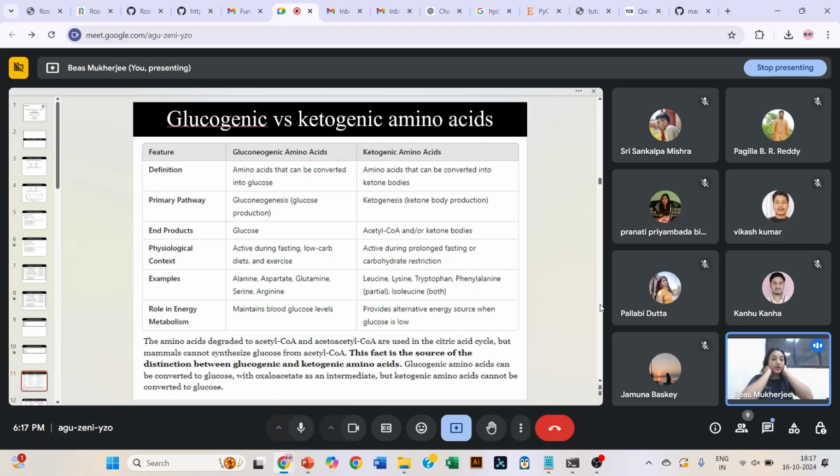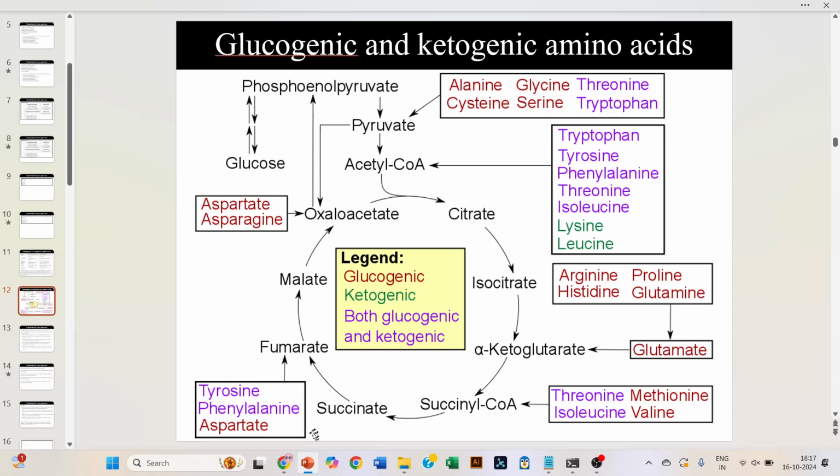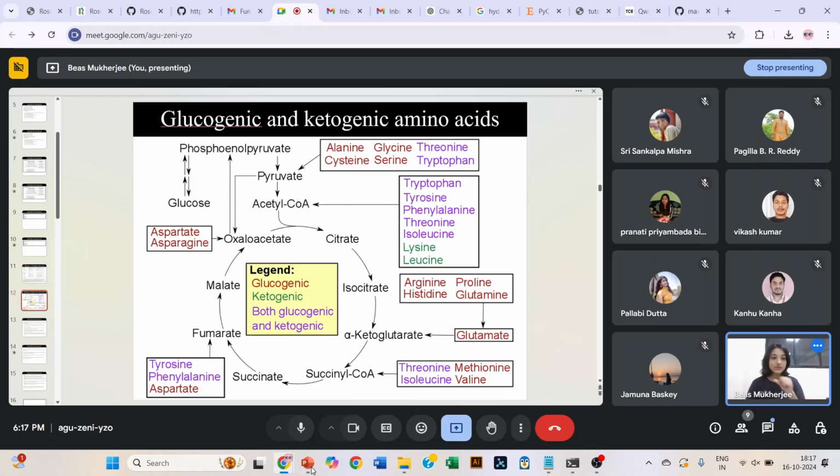A lot of amino acids can be used in both the pathways. So they are both glucogenic and ketogenic. Alright. So glucogenic amino acids can be converted into glucose with oxaloacetate as the intermediate. But ketogenic amino acids cannot be converted into glucose. Now we will look at the pathway. You can go through these differences. Okay, this table is given for your ease, and we will go to this particular chart.